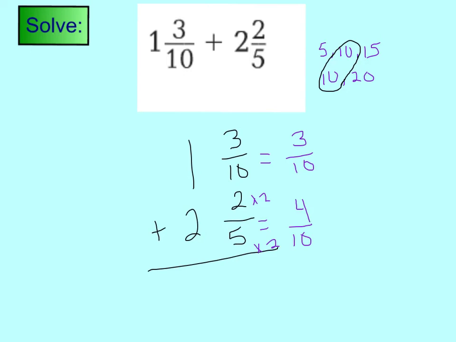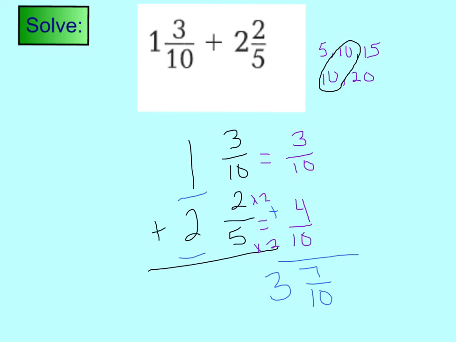Now, I can add my fractions because they have the same denominator. 3/10 plus 4/10 is 7/10. And now I need to add my whole numbers. 1 whole plus 2 wholes is 3 wholes. So my final answer is 3 and 7/10.